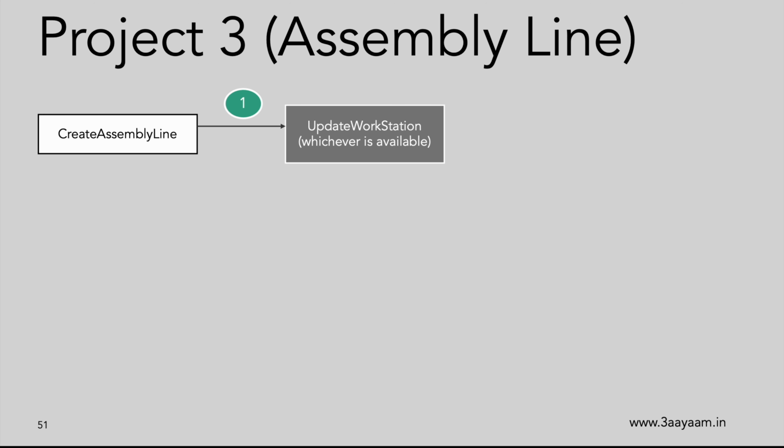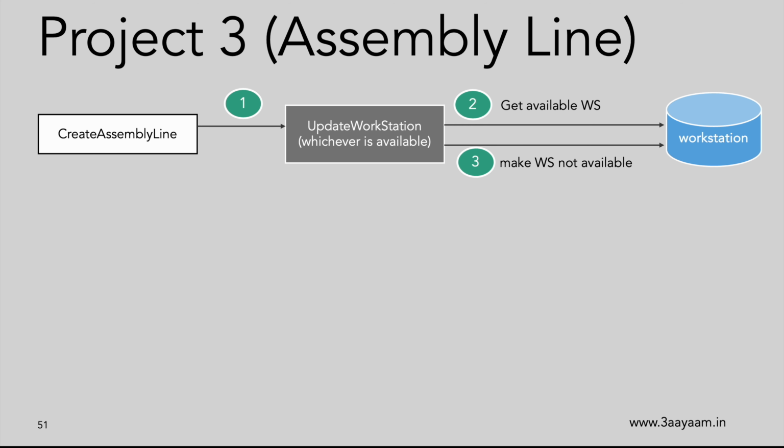So a particular workstation would be assigned to the assembly line, and the API would actually make a call to the workstation table which is there in the database. And once it gets an available workstation, it will make the workstation not available, because this workstation would be assigned to the assembly line which was created by this API.